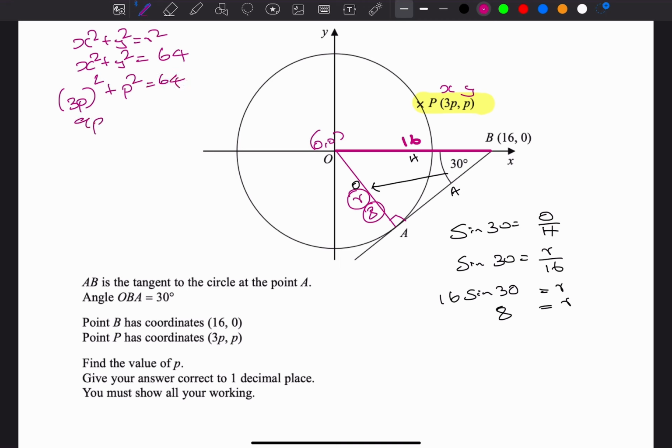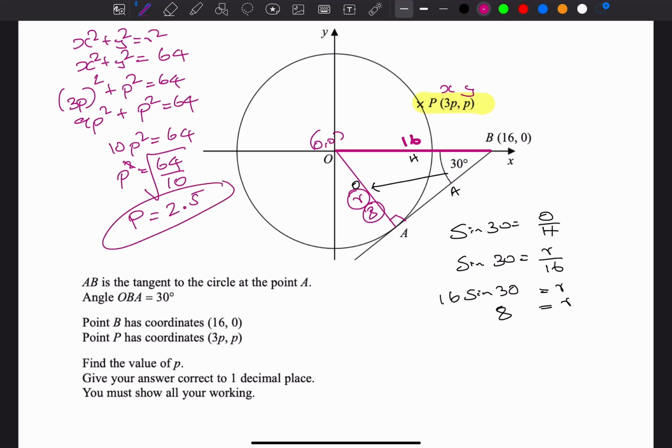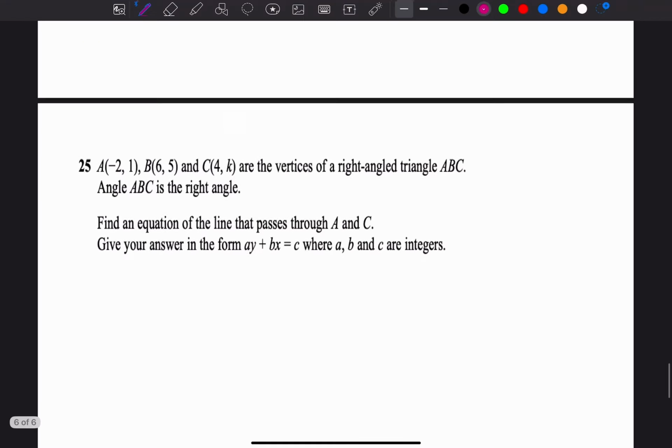That's 9p squared plus p squared equals 64. That will give you 10p squared is 64. p squared is what? 64 over 10. Not really bothered, square root it. p is there. They want the answer to one decimal place. Square root of 64 divided by 10 is 2.5. And that's your answer. Wasn't that bad, was it? Next one.